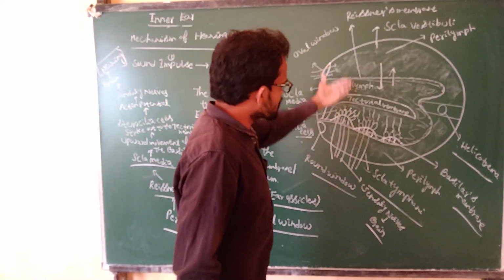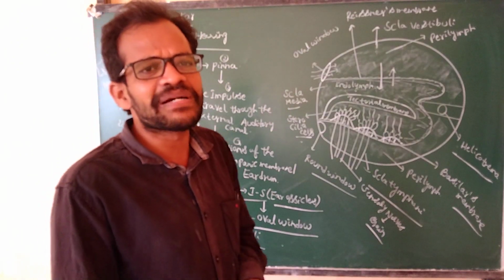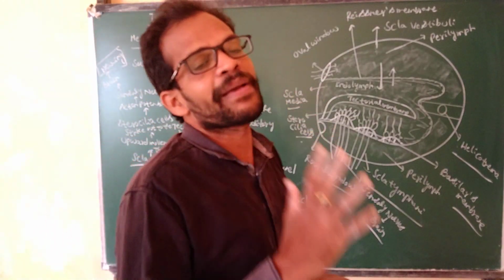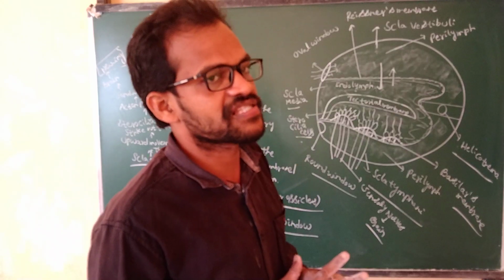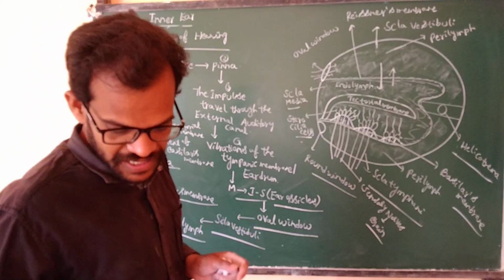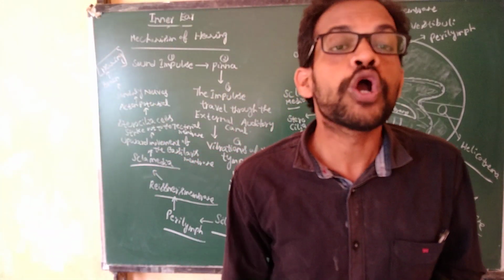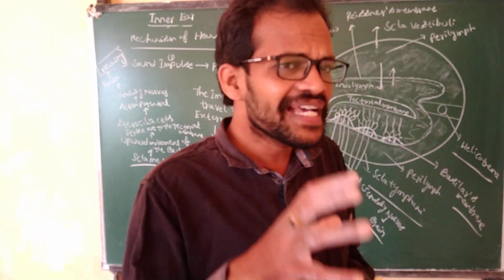This entire part is the organ of Corti, or cochlea. It is helpful for the hearing mechanism, the main important part that participates in the hearing process. The first part of the inner ear is known as the cochlear part, which participates in the hearing process.